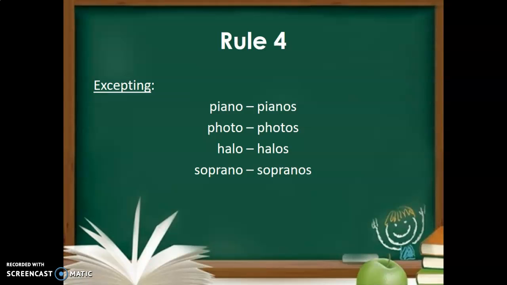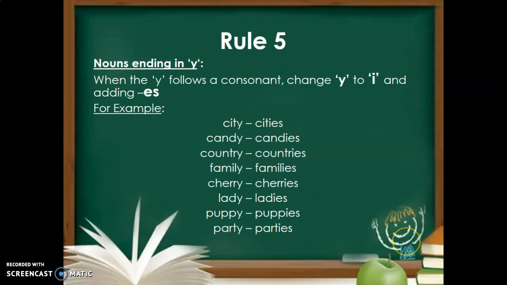There are some exceptions for rule number 4, such as piano, photo, hello, and soprano. As you can see here, the o is preceded by a consonant, but in this case we have these exceptions. So for these exceptions, what we need to do is just add an s. Piano will be pianos, photo, photos, hello, hellos, soprano, sopranos.